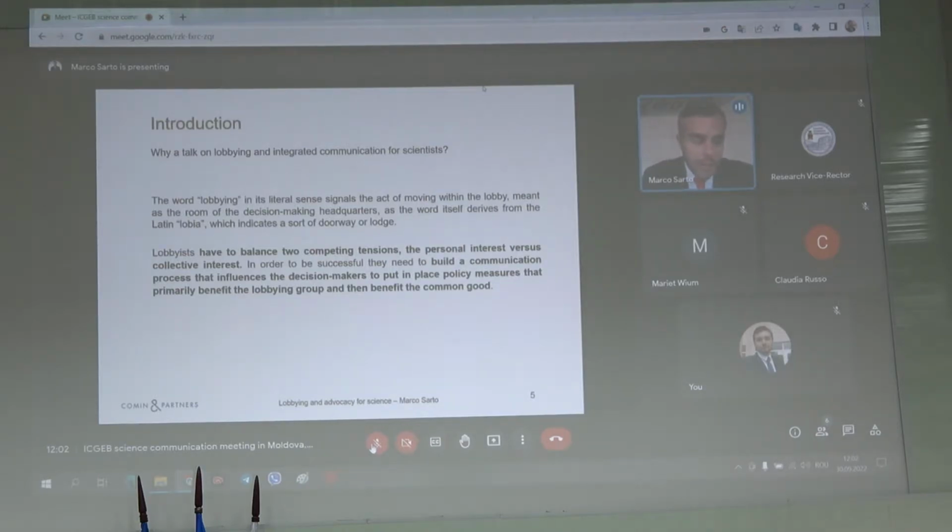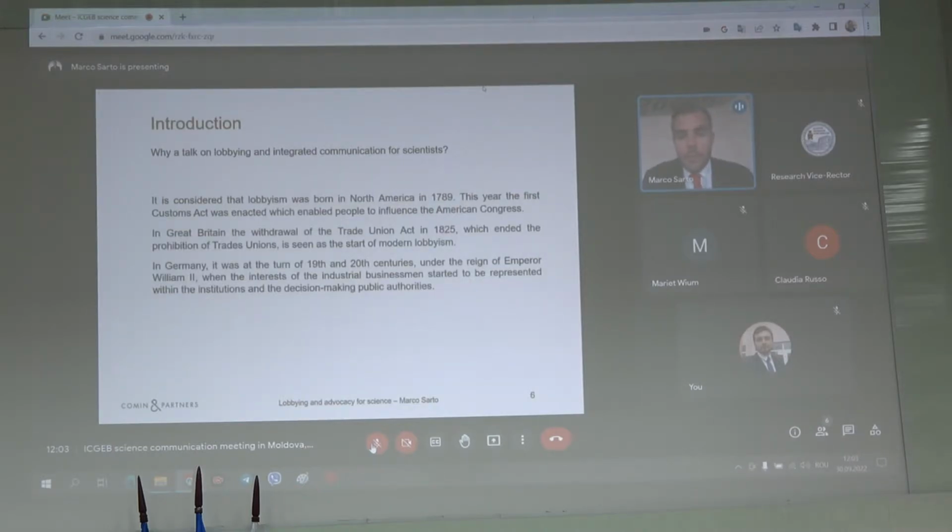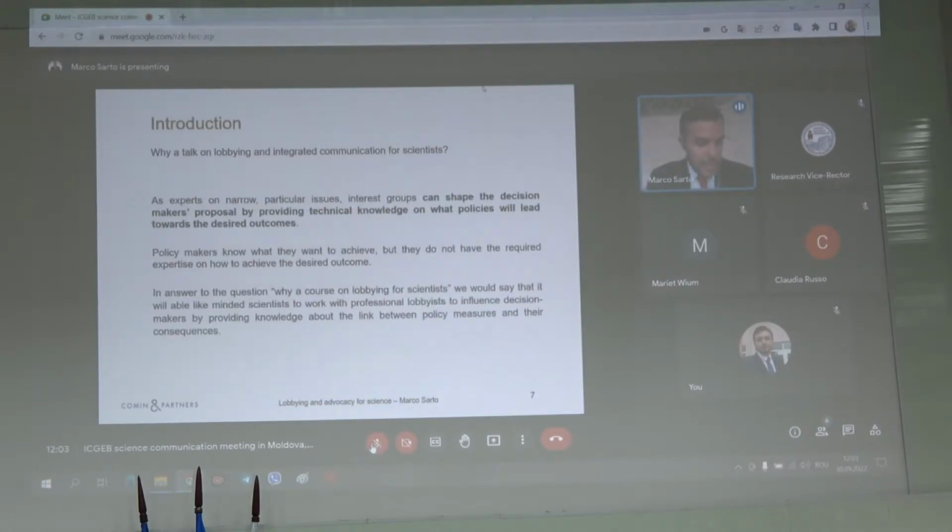Lobbyists work with the aim of meeting the dichotomy between particular interests and the determination of collective interests. In doing so, they try to activate a process of communication with decision makers. Lobbying is considered to have been born in North America in 1789. As experts in particular issues, lobbyists can shape the decision makers' proposals, providing them technical knowledge on what policies will lead towards the desired outcomes. In other words, lobbyists try to provide decision makers with knowledge between the adoption of policy measures and their main consequences.